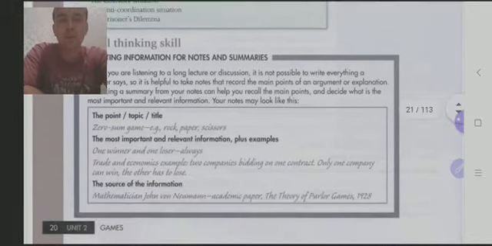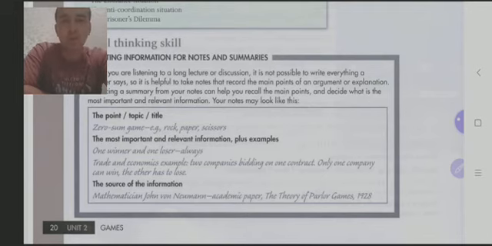Your notes may look like this. For example, look at this. The point, topic, title: zero-sum game. e.g. means example, from Latin exempli gratia. That means, for example, rock, paper, scissors. The most important and relevant information plus examples: one winner and one loser, always. Trade and economics example: two companies bidding on one contract. Only one company can win, the other has to lose.